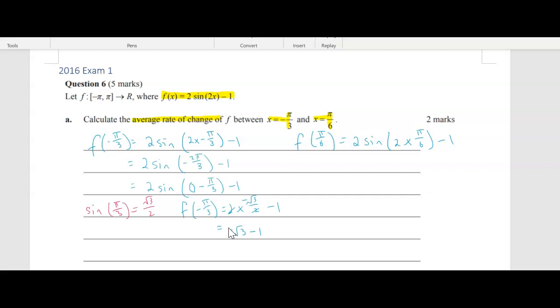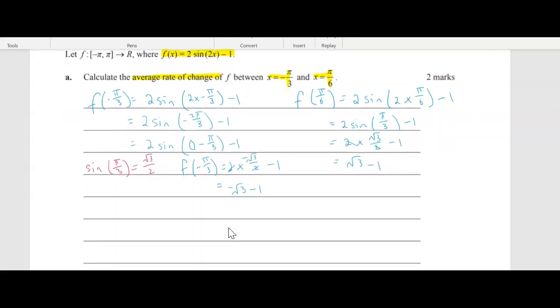All right, now substitute in pi on 6. So we've got 2 sine of pi on 3, oh, that's a bit easier, isn't it? So we did that before. 2 times root 3 on 2. This time it is positive, so they cancel out. So we've got root 3 minus 1.